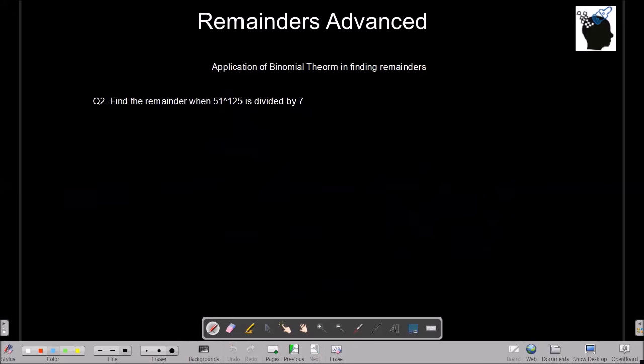So you have to find the remainder when 51 raised to 125 is divided by 7. Let's try to break 51 into two numbers such that one number is a multiple of 7 and very close to 51. So I can break it as 49 plus 2. And using the theory which we have learned in the previous problem, my problem will be reduced to what is the remainder when 2 raised to 125 is divided by 7. Now I don't have a direct answer to this, so I will use the cycle method.